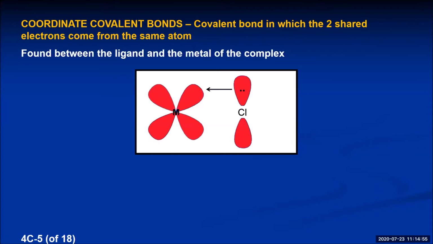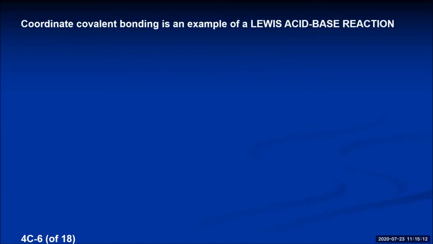They both come from the chlorine, and so therefore this would be called a coordinate covalent bond. Now, coordinate covalent bonding leads us to a final topic in general chemistry concerning properties of acids and bases. It turns out that coordinate covalent bonding is an example of a Lewis acid-base reaction.